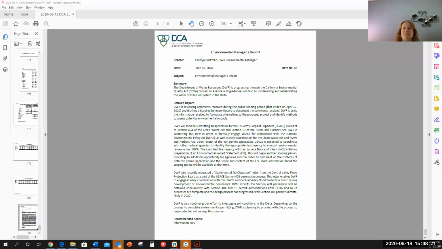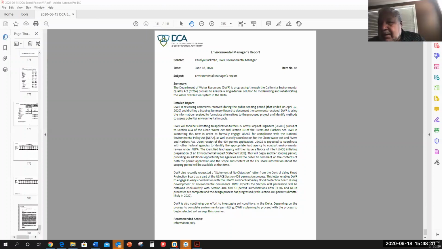The final update is I did want to mention that we are still working on the environmental process for the soil investigations. We are continuing to work on the environmental compliance, and depending on when it's completed, we are planning to proceed with some investigations this summer. I think those are my updates, if there are any questions.